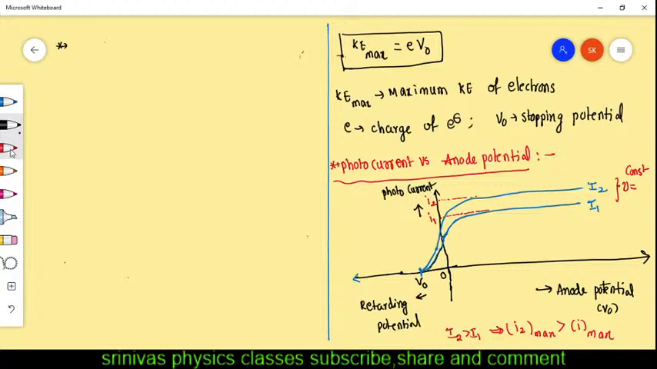From this graph, we write some results and the importance of the graph. I will write a few points. The first point from the figure is that the saturation current depends upon the intensity of light. Saturation current means maximum current.